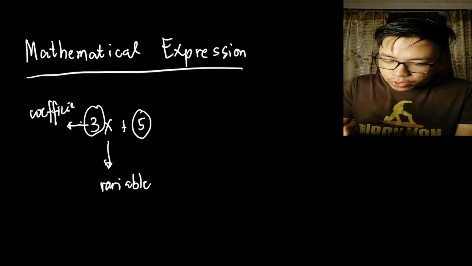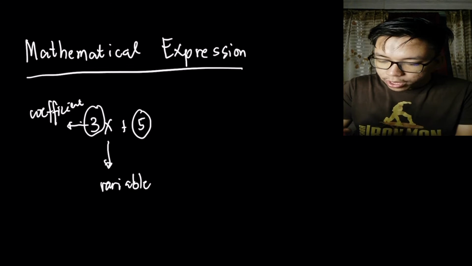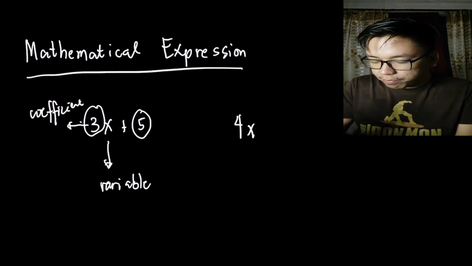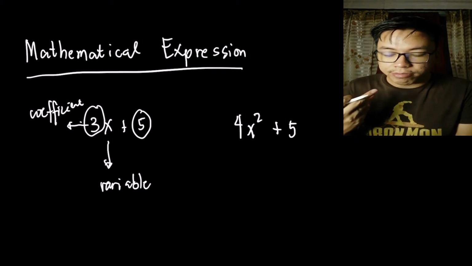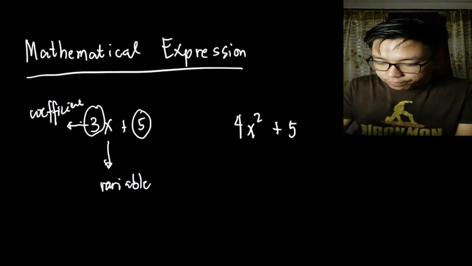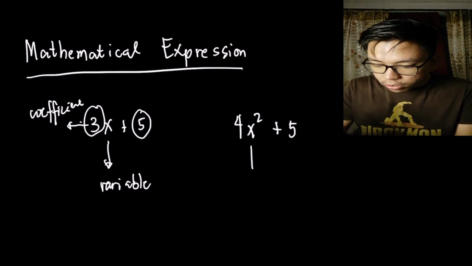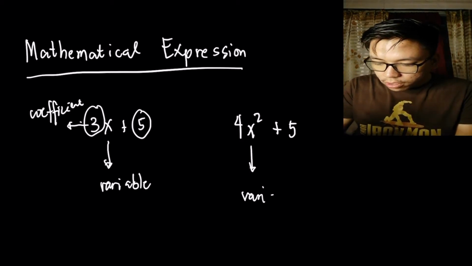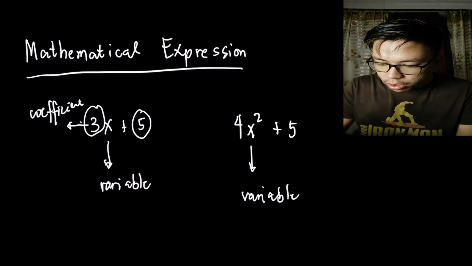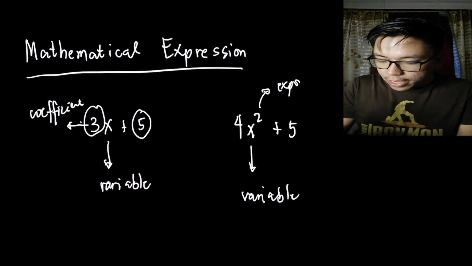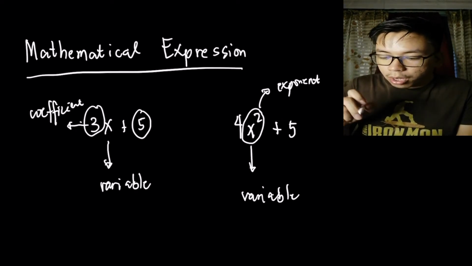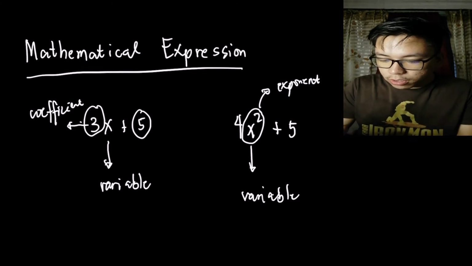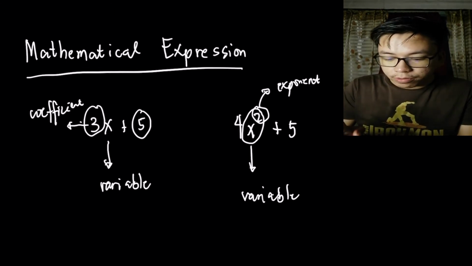In the event that we are given an expression, let's say 4x squared plus 5, these 4 and 5 here are still constants, so they're coming from a specific field. And then your x here is the variable, and the 2 here is actually the exponent. Technically, I would say x squared here is the variable. Now, the 2 here is the exponent, and the x here is the base.